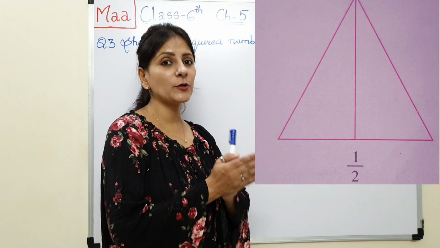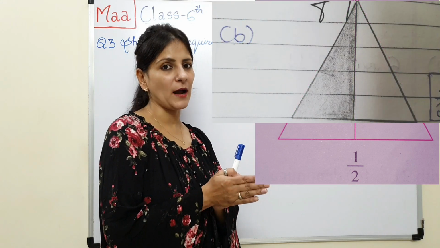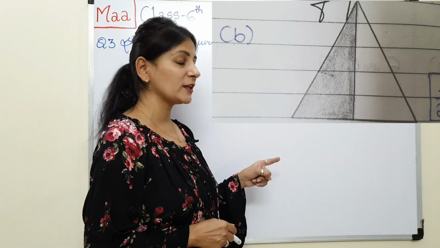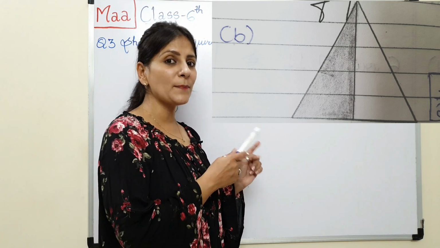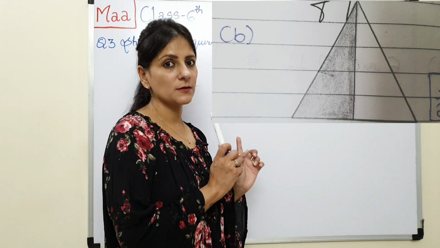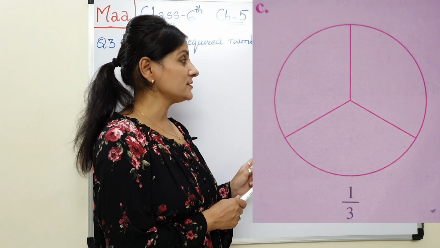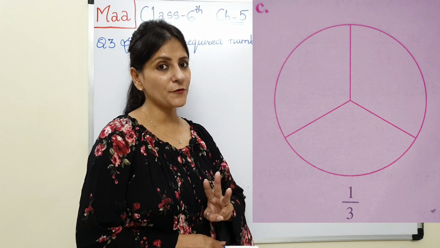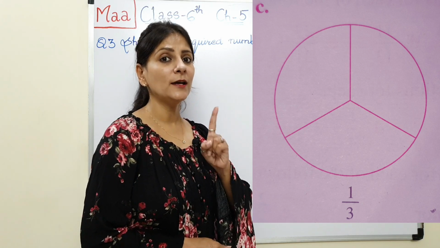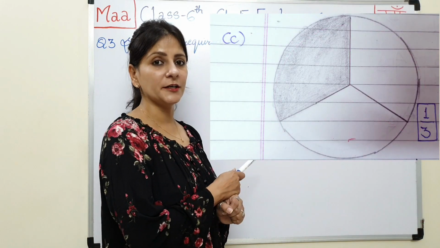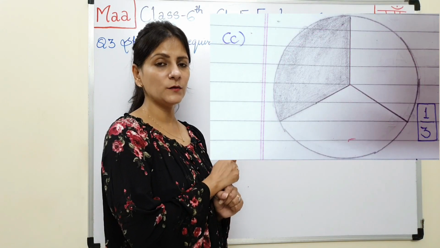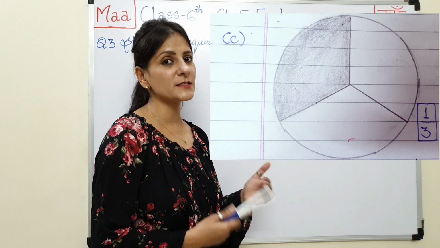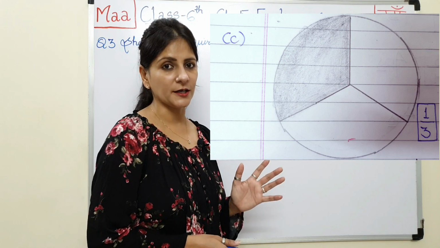So we have to shade the half part. Half part means from 2 we have to shade only 1 part. So in the picture you can see that I have shaded the 1 part from 2 given parts. Fine. Now third picture is the picture of a circle and this circle is having 3 parts and from 3 parts we have to shade only 1 part. So here I have shaded the 1 part. Fine. So it is 1/3. The fraction is now 1/3. That means 3 part में से हमने 1 part को shade कर दिया है.